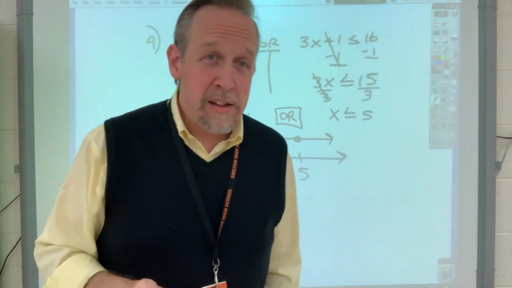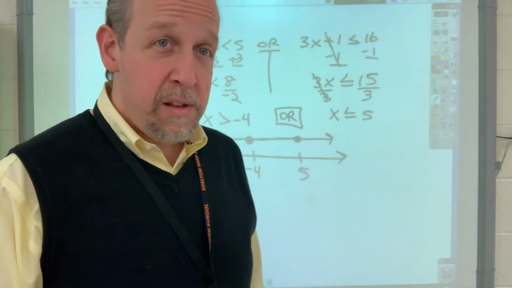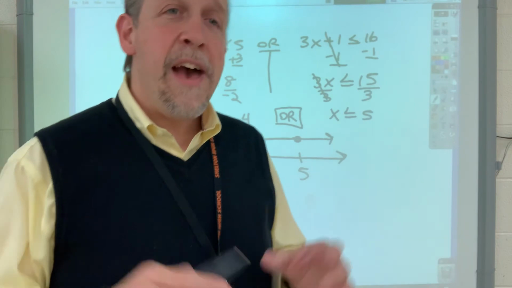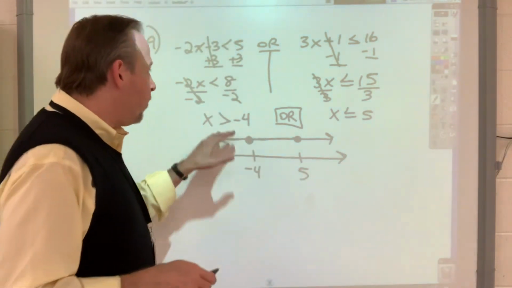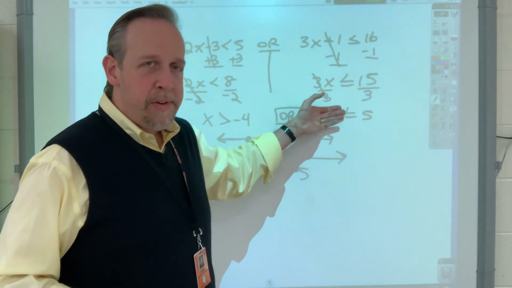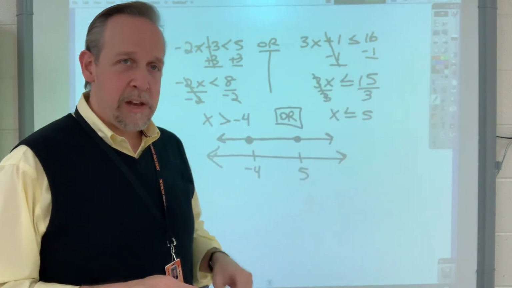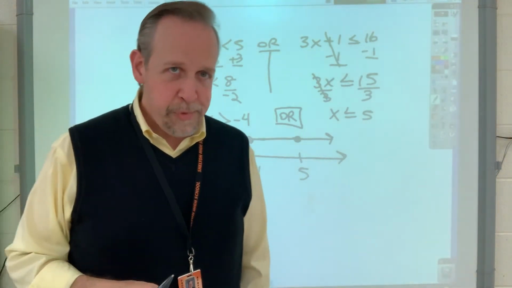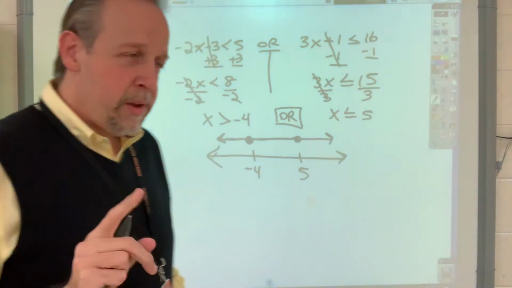So what does that mean the answer is? Well, the answer is everything. There's no number that won't work. Every number you could think of is greater than -4 or less than or equal to 5. Every single number fits that criteria. That was a tricky graph. You gotta be kind of careful with those.